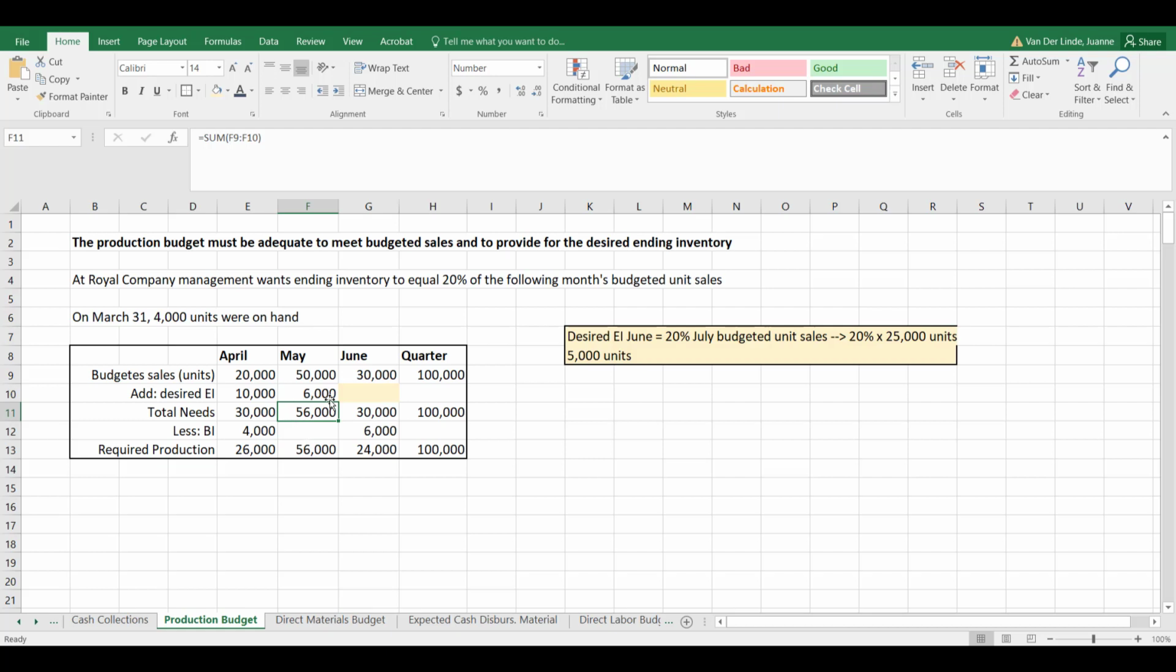But we aren't going to need to make 56,000 units if we started with some units in inventory. Remember, the beginning inventory in May would be your ending inventory in April. So whatever I end this month with is what I start next month with. So the beginning inventory in May was April's ending inventory. So if I know I need 56,000 units in May, but I know I started the month with 10,000, I would only need to make 46,000 units to meet that 56,000 unit need there.